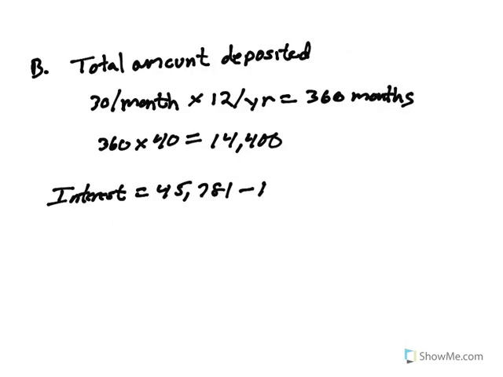Okay, so we're going to take the difference of these two numbers, and that should give us $31,381. Okay, and that would be the interest that will be accumulated. Okay, all right, so that's that situation.